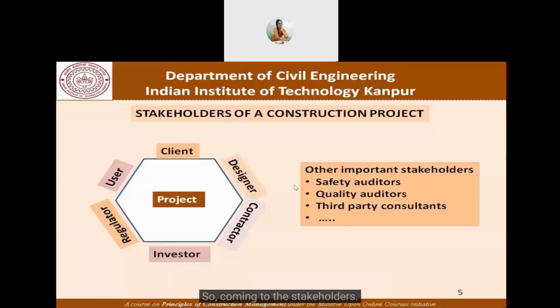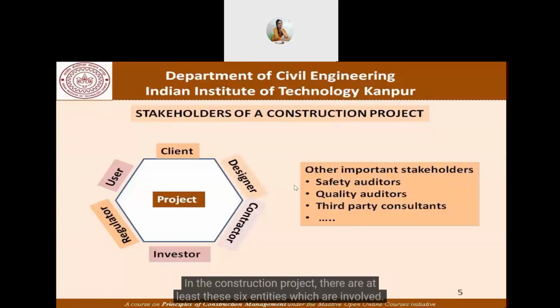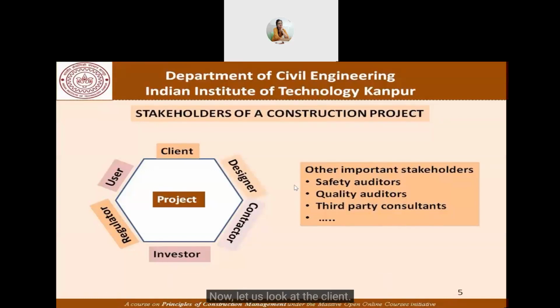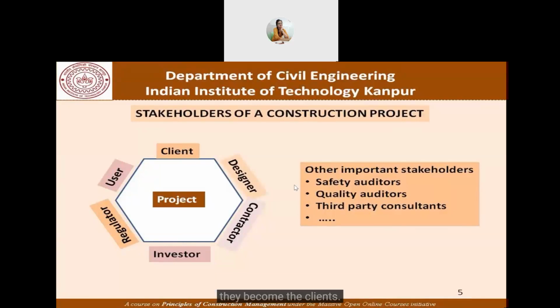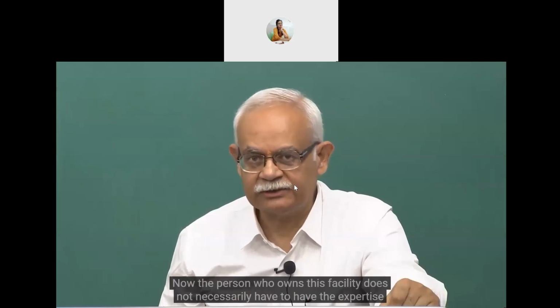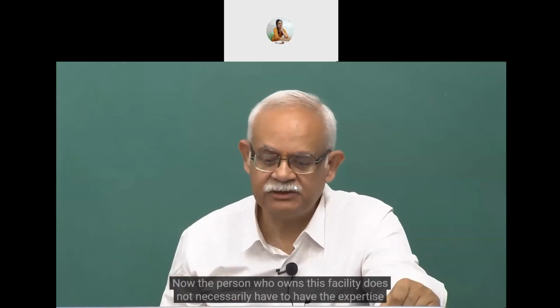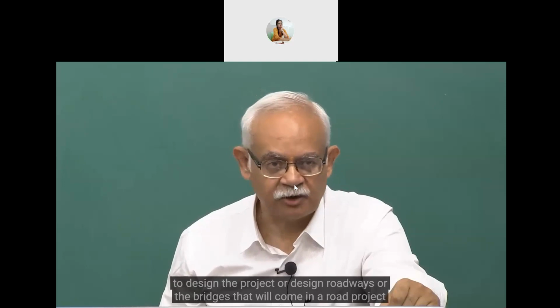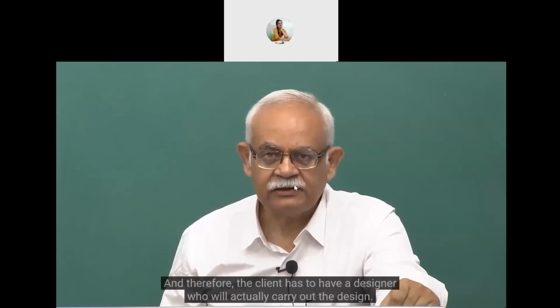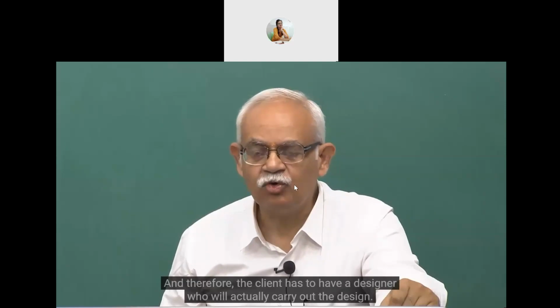So coming to the stakeholders in the construction project, there are at least these six entities which are involved. Now let's look at the client. The client is essentially the owner of the facility. If it's a road project, in India, for example, it could be the NHAI or the state government. They become the clients. The person who owns this facility does not necessarily have the expertise to design the project, or design roadways or the bridges that will come in a road project and so on. And therefore, the client has to have a designer who will actually carry out the design.